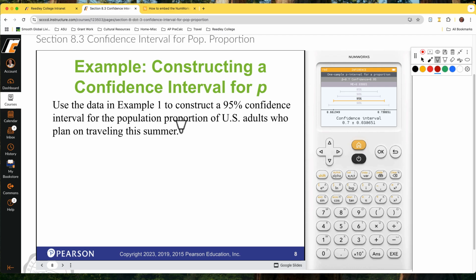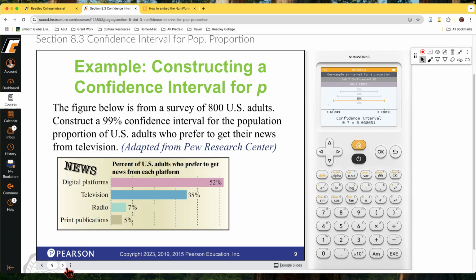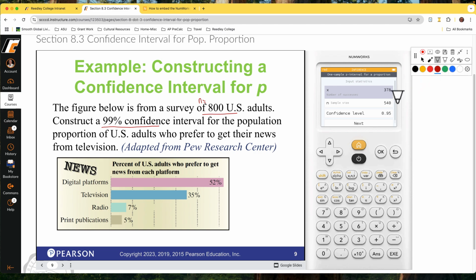So we're going to keep moving forward here, and we will see that we can do it for something else. So again, to do this, what we need to know is a survey. We need to identify our sample size, 800. We've been given a confidence interval of 99%. So we can back up our calculator here, doing one proportion. And then this is where it's a little tricky.